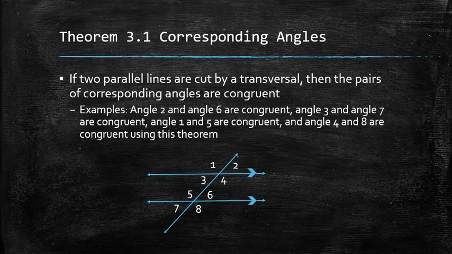The first theorem of this video is corresponding angles. If two parallel lines are cut by a transversal, then the pairs of corresponding angles are congruent. Examples of corresponding angles include angle 2 and angle 6, angle 3 and angle 7, angle 1 and angle 5, and angle 4 and angle 8. These angles are congruent using this theorem.